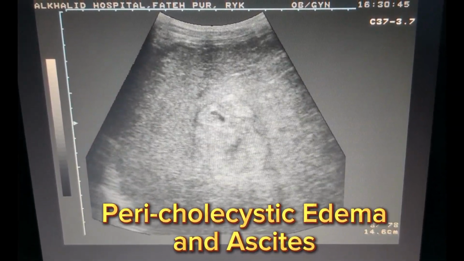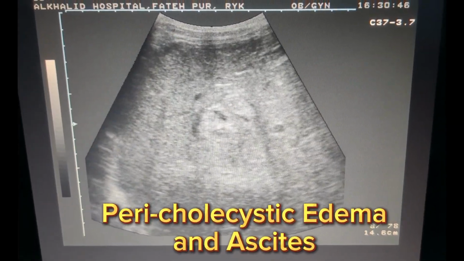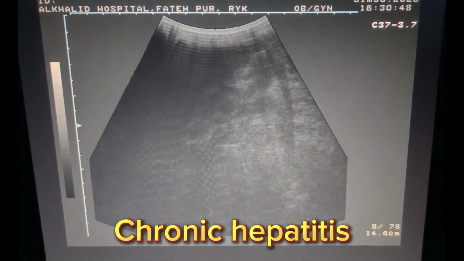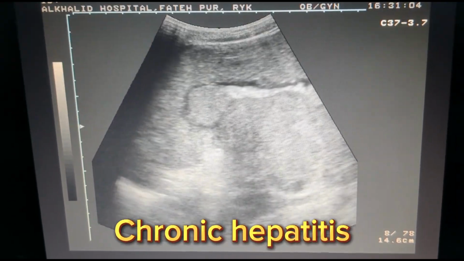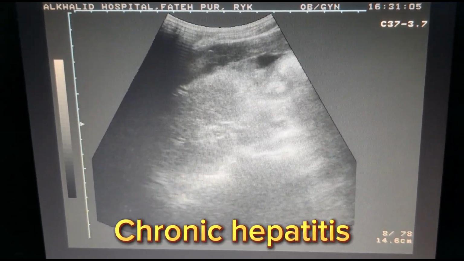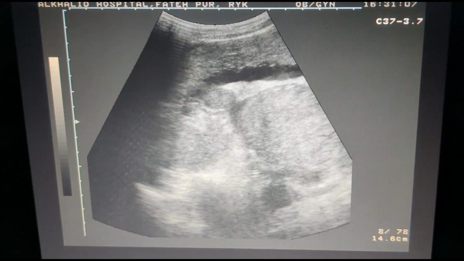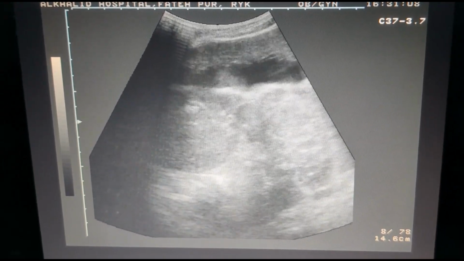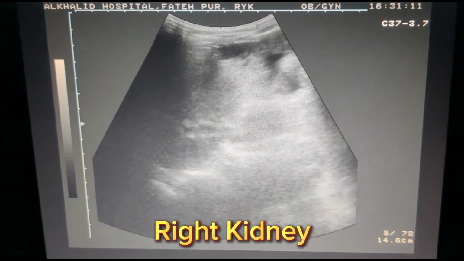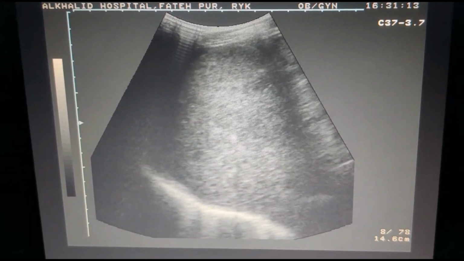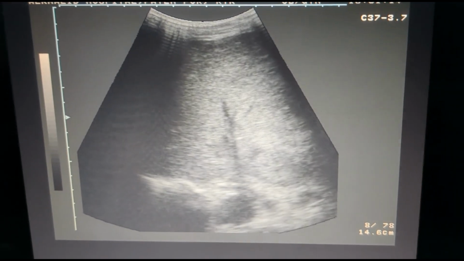This patient was a chronic hepatitic patient. This patient was a 60 year old male patient. Kidneys of this patient were also normal.